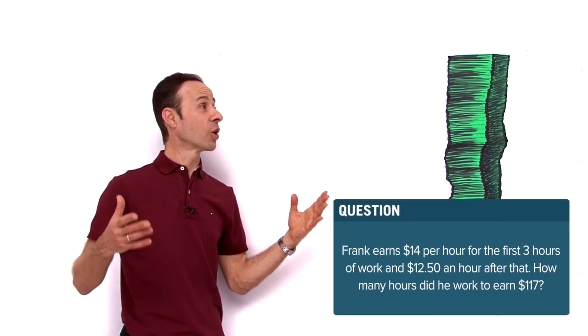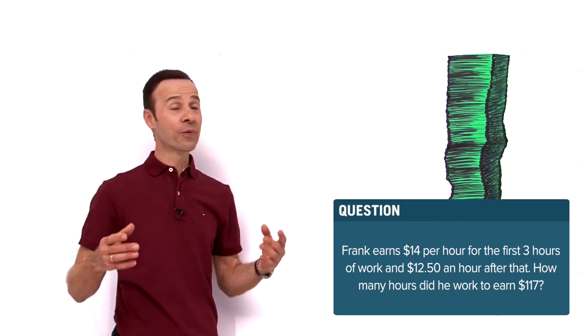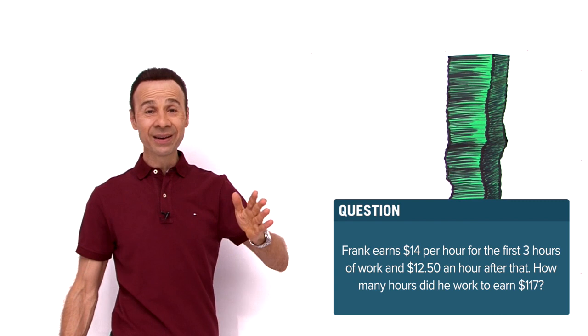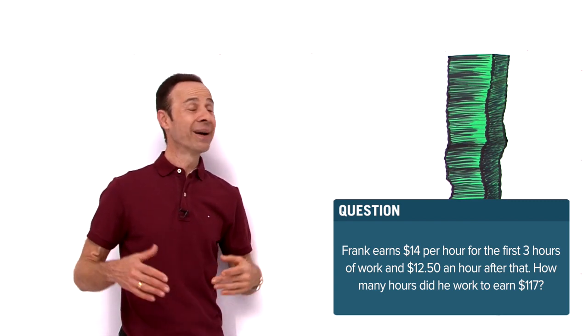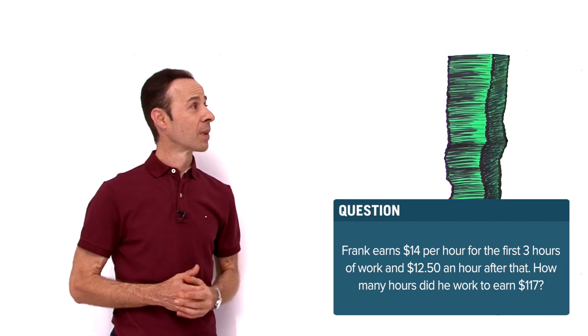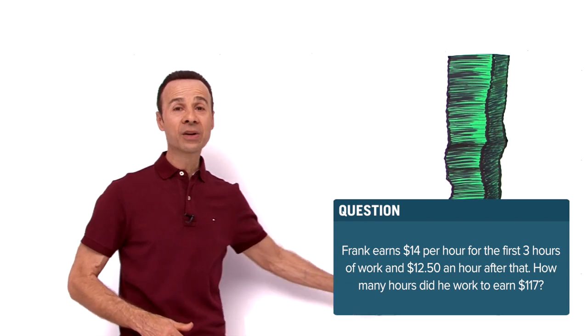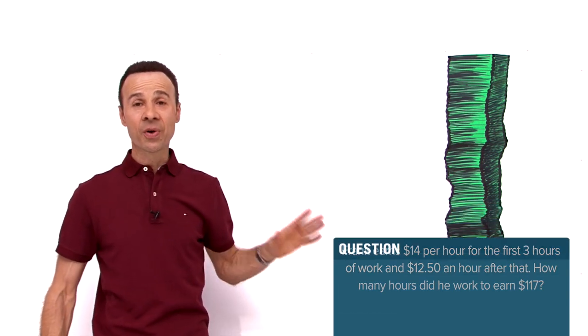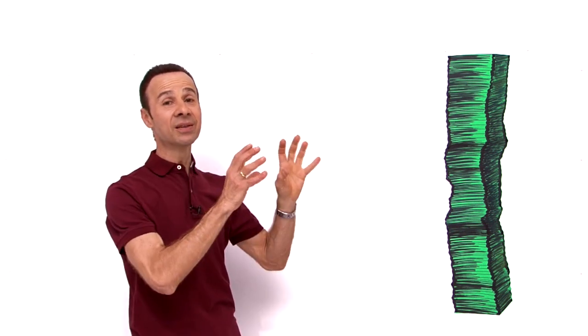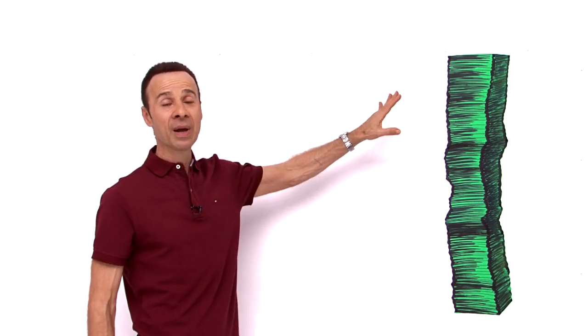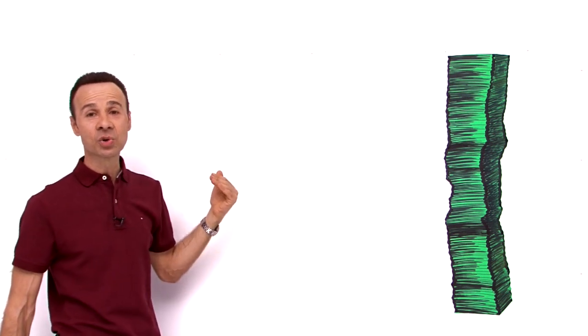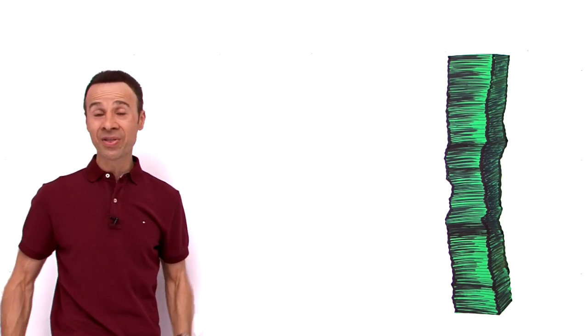But first, let me just read it to you. We have a guy named Frank. Frank earns $14 per hour for the first 3 hours. Then he earns $12.50 an hour after that. Now, how many hours did he work to earn $117? So the first thing we want to do is take these sentences and draw up a diagram. And then from the diagram, we're going to go straight into an equation and solve for the unknown. And the unknown is, I'll read this part again, how many hours did he work in order to earn $117?